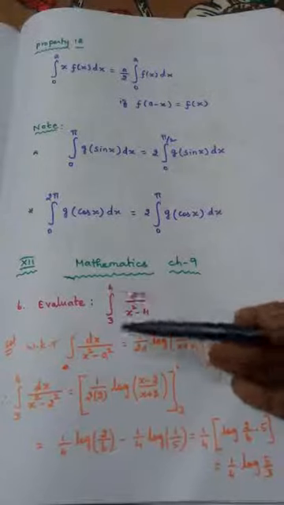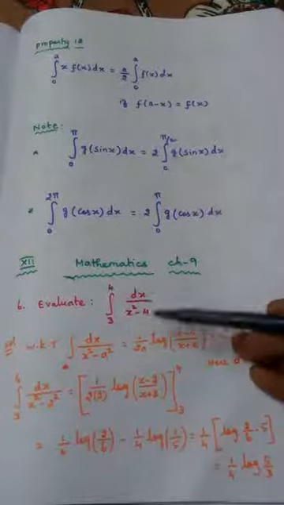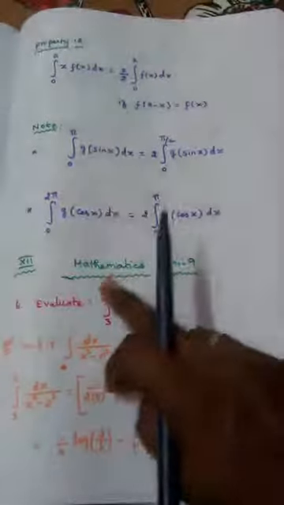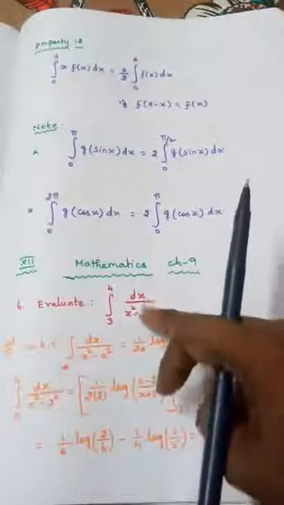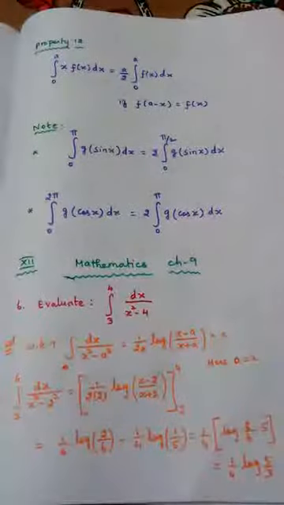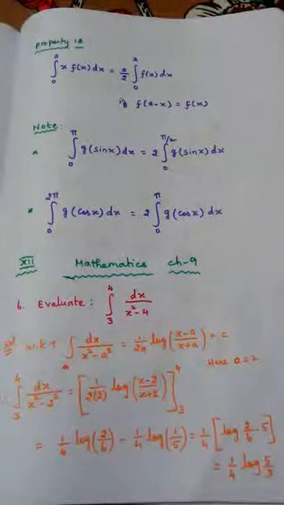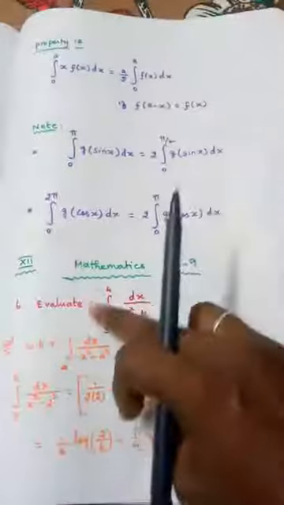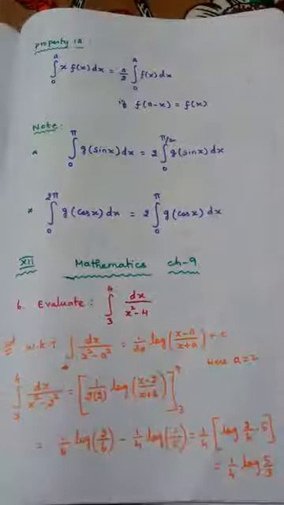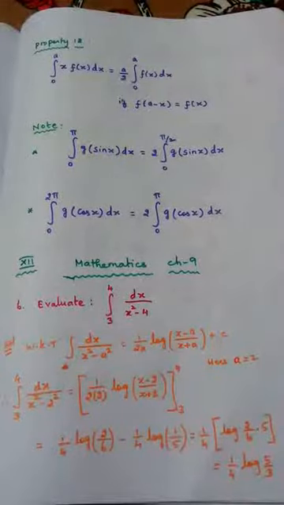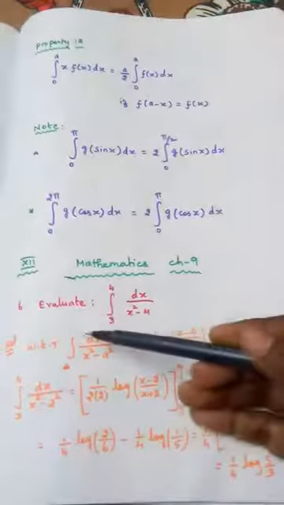Integral 3 to 4, dx by x square minus 4. We need to find the value for this. And the practical meaning for finding this is that we are actually finding the area of a certain region. This question can be taken in that way. Actually, we are calculating the area of a certain region.